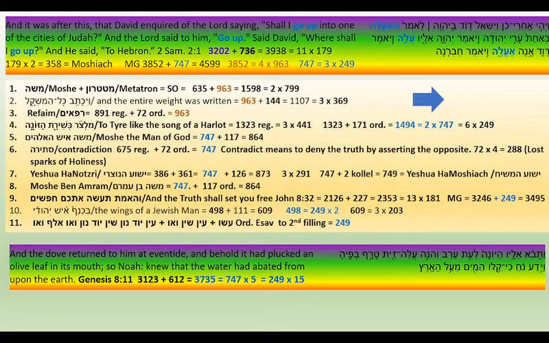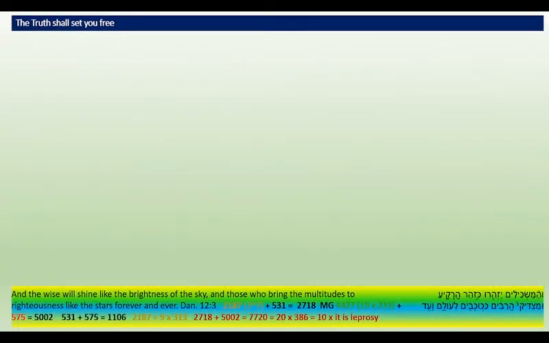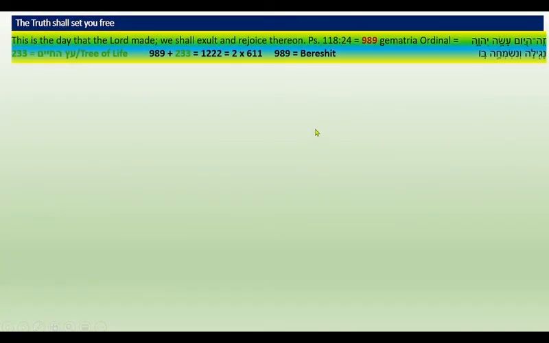We want to see that level of redemption that was experienced in the days of Noah now. You can see this is another key number that's connected to that. Right, so we're going to have a look at this. The truth shall set you free.